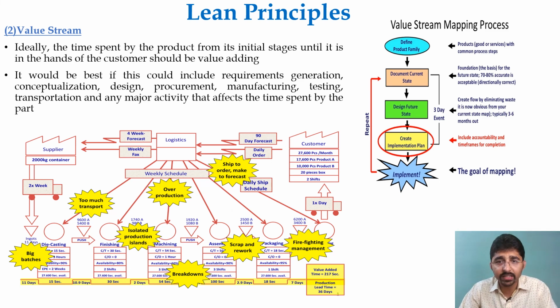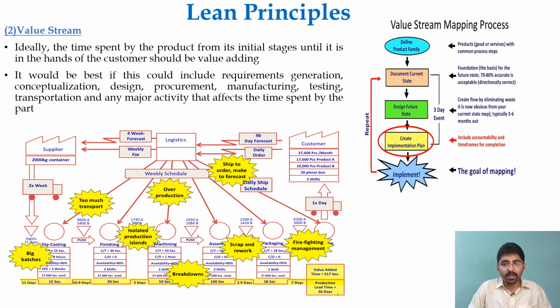The first step is to define the product family. The product could be goods or services. The second is to document the current state: how I am achieving that product in my manufacturing process. Then I am going to design the future state. So before and after. Before means the current state. In my current state I am going to look at the activities which are value added and the ones which are non-value added. So I am going to identify them.